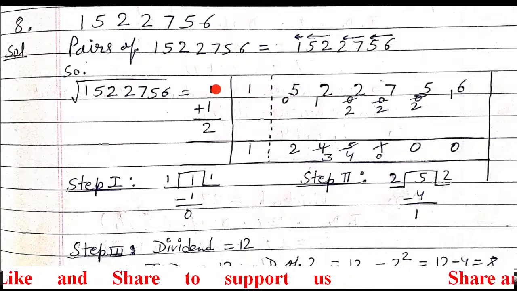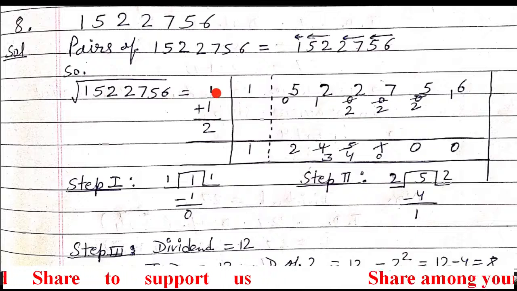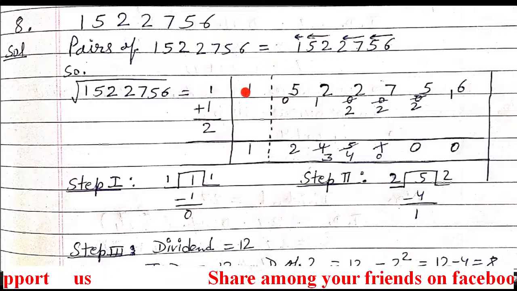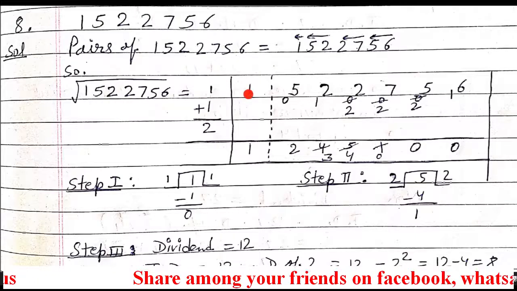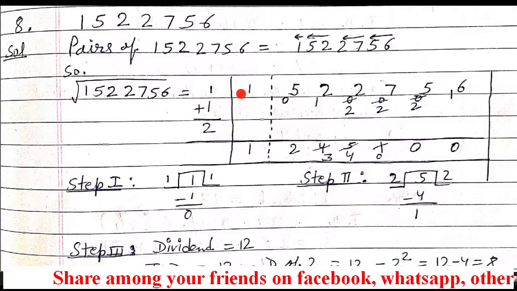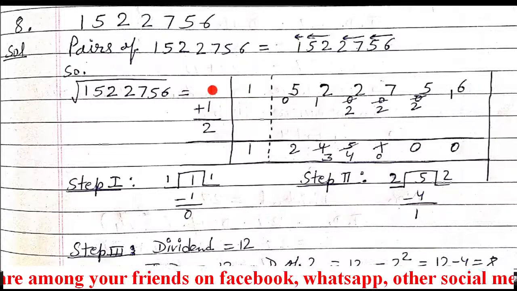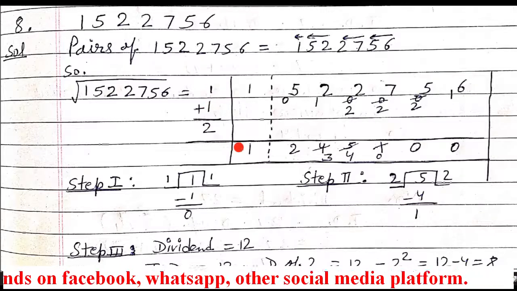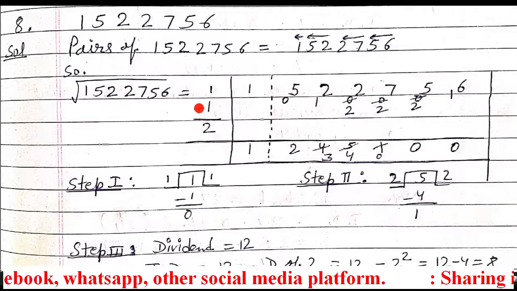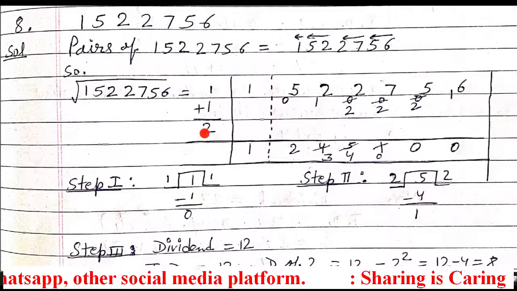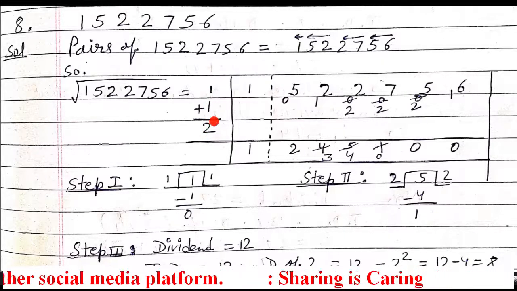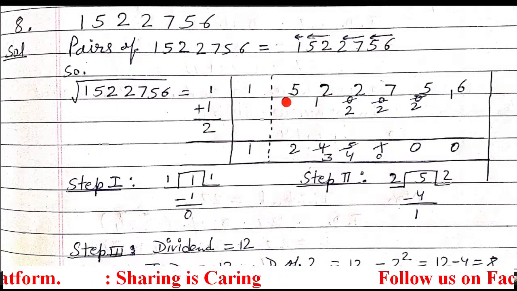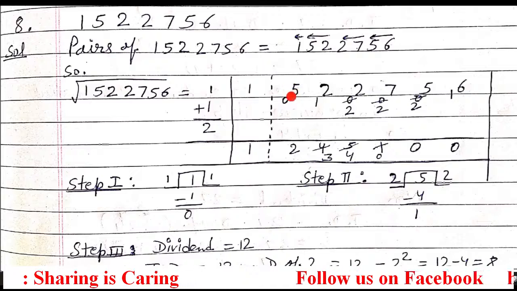Now in the first column we are going to select a number whose square is either 1 or just less than 1. Here the first pair is 1, and the square of 1 is 1, that's why we will select 1. Now write 1 in the first place, second place and third place. Here you have to put the plus sign. Now 1 plus 1 is 2. Now this 2 is going to be the divisor for the next digits from the third column.